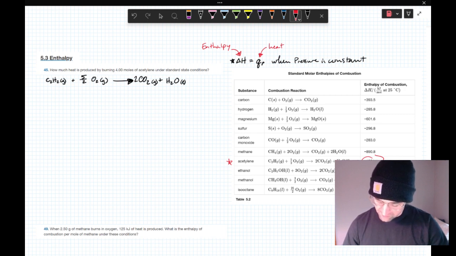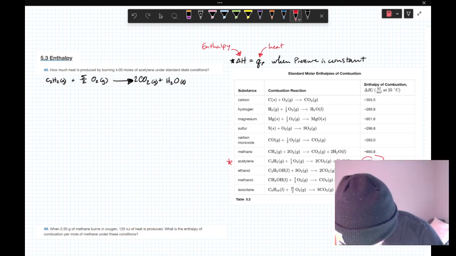And you get an enthalpy of combustion of negative 1,301.1 kilojoules per mole.